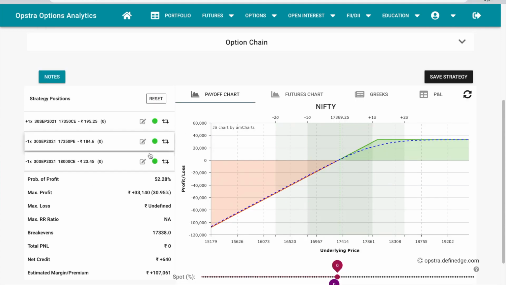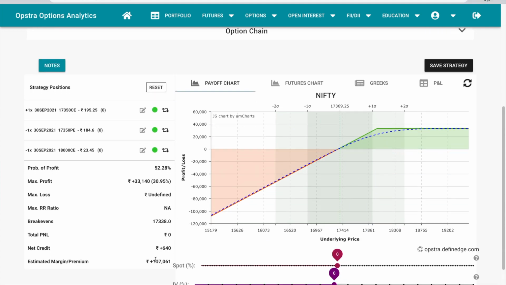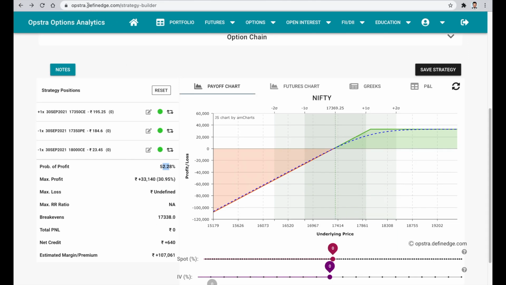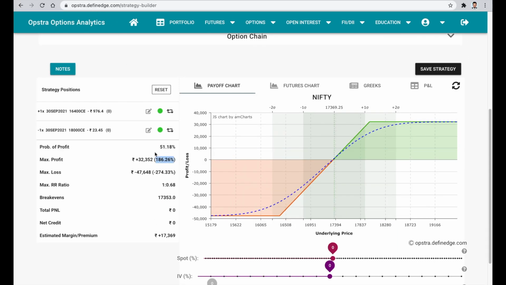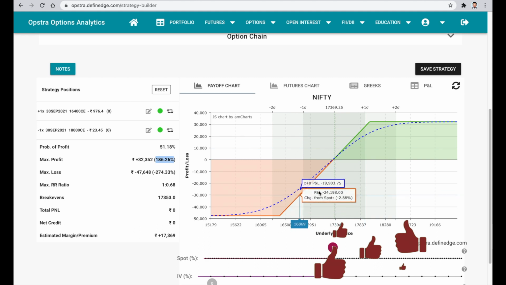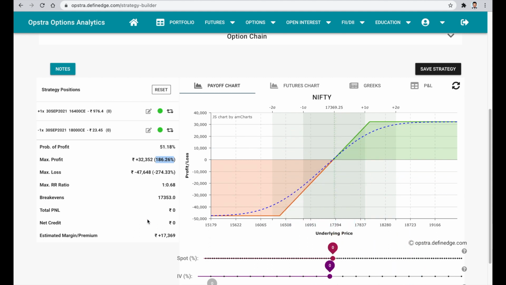So here again in synthetic futures I have sold the CE, and you can see again 1.07 is the margin or premium, that is 1 lakh plus, and your probability of profit is only again 52%, and your max profit is 33,000 at 30%. And here your max profit is again 32,000, but it is 186%. So here you can see the difference. So this is how the main synthetic future should be plotted with the defined risk.